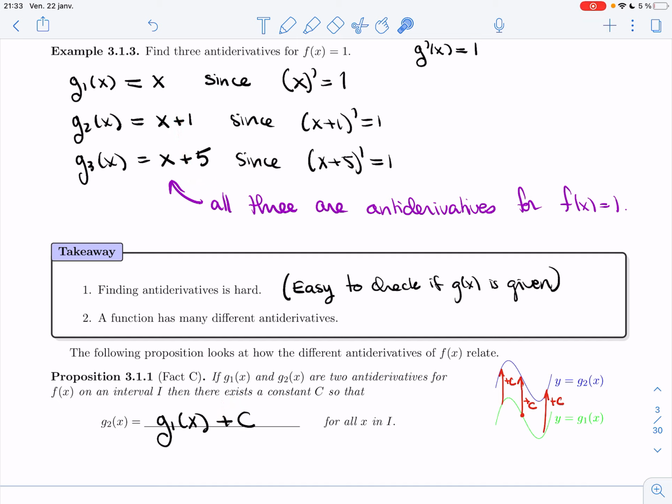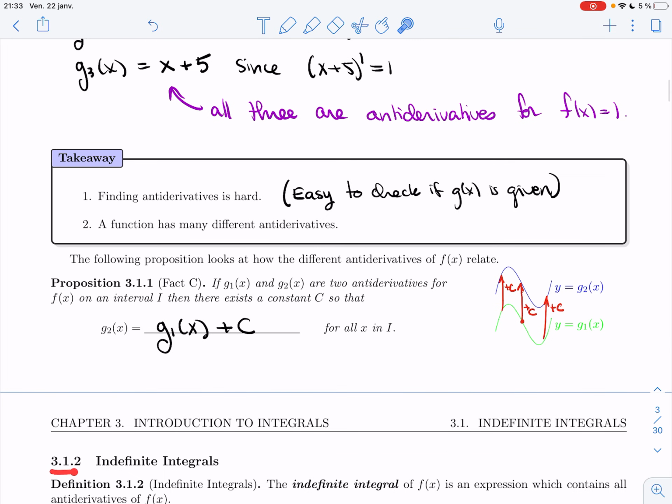All right, so that's it for this section. Next, we'll define the indefinite integral.